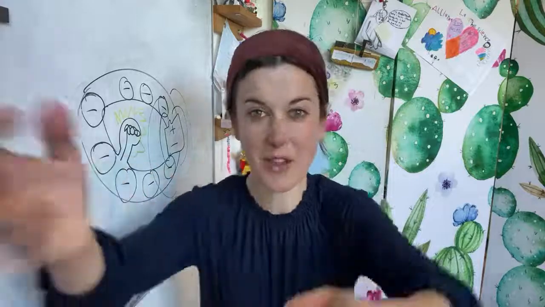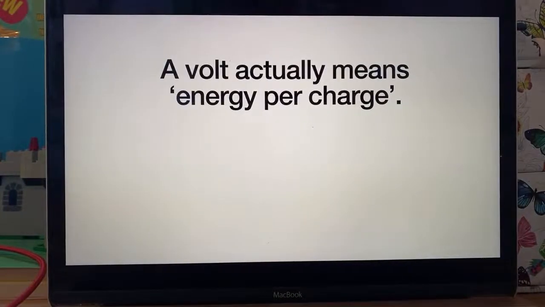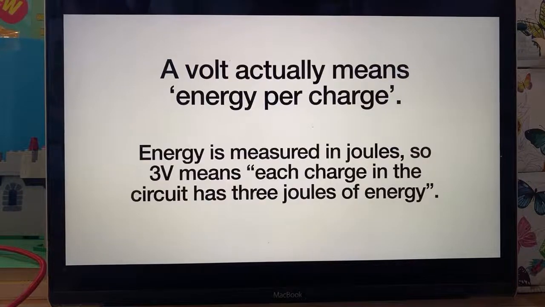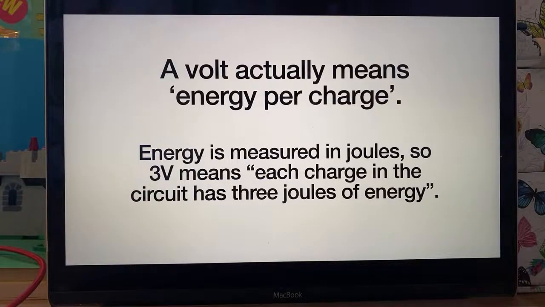But what a volt actually means, this is where I take you to the sentences so that I don't just blah, blah, blah and make you all confused. A volt actually means energy per charge. So energy is measured in joules, right? So a 3-volt battery means each charge in the circuit is getting 3 joules of energy. Is that okay? A 5-volt battery would mean 5 joules of energy per charge. So voltage is telling you how much energy per charge.